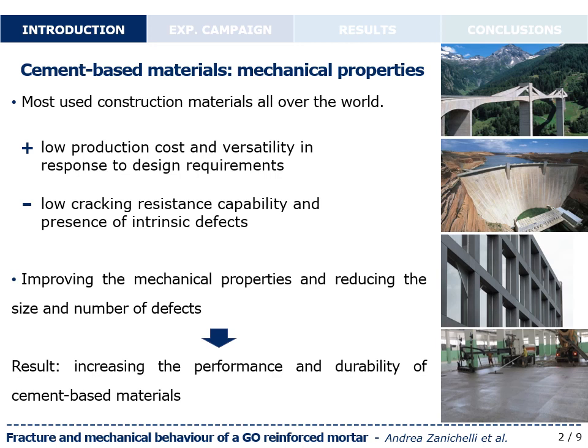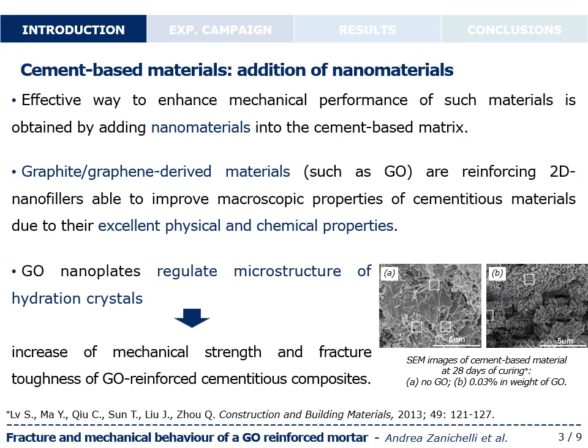Therefore, improving the mechanical properties and reducing the size and the number of defects would lead to increase the performance and durability of these materials. An effective way to enhance the mechanical performance of such materials is obtained by adding nanomaterials into the cement-based matrix, and among nanomaterials, graphite or graphene-related materials represent reinforcing bidimensional nanofillers in the form of nanoplates, able to improve the macroscopic properties of cementitious materials due to their excellent physical and chemical properties.